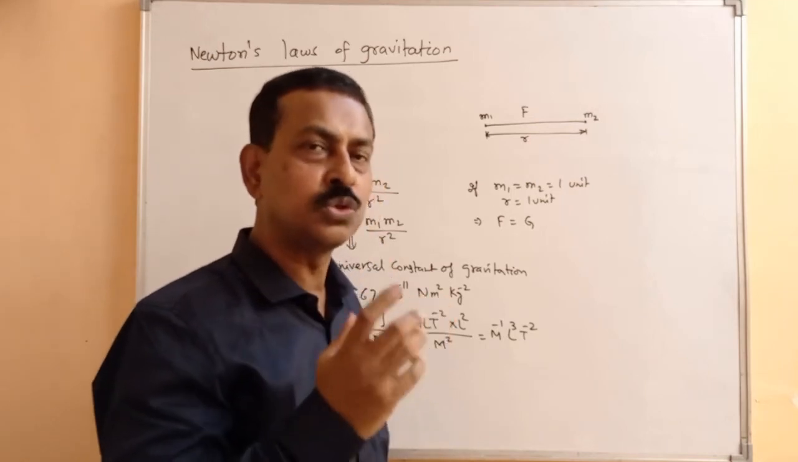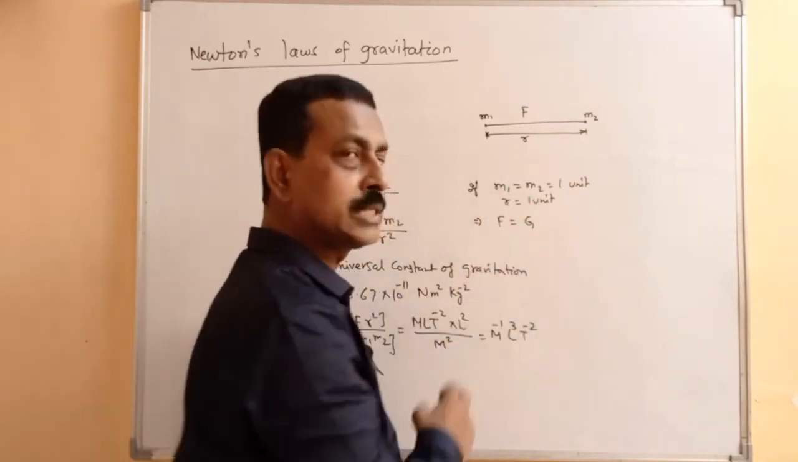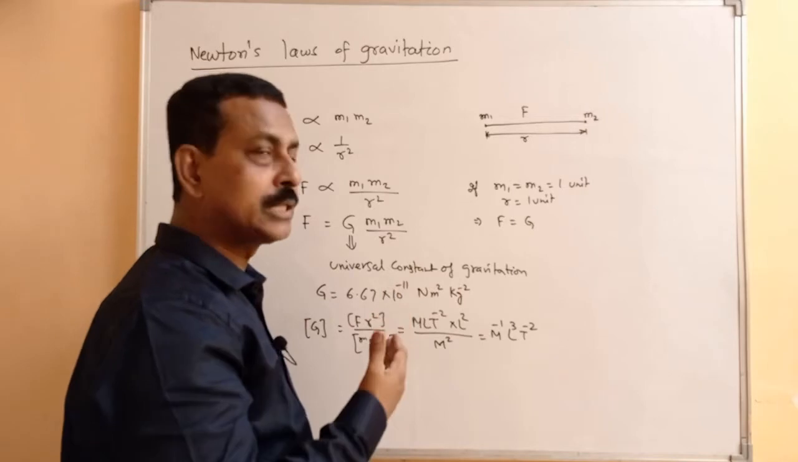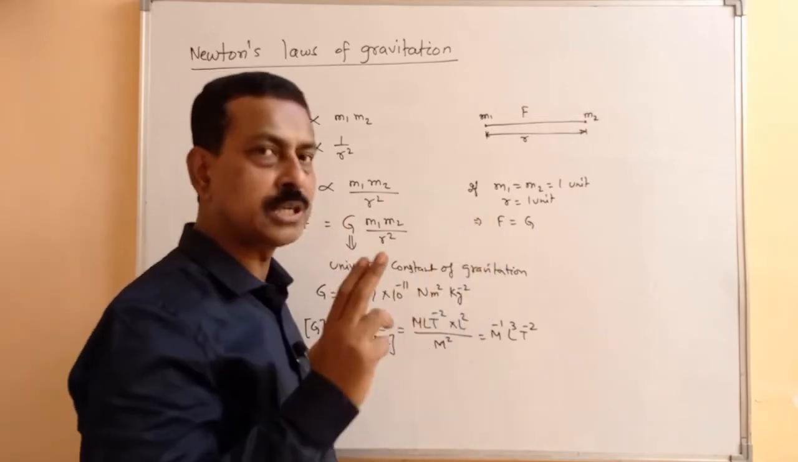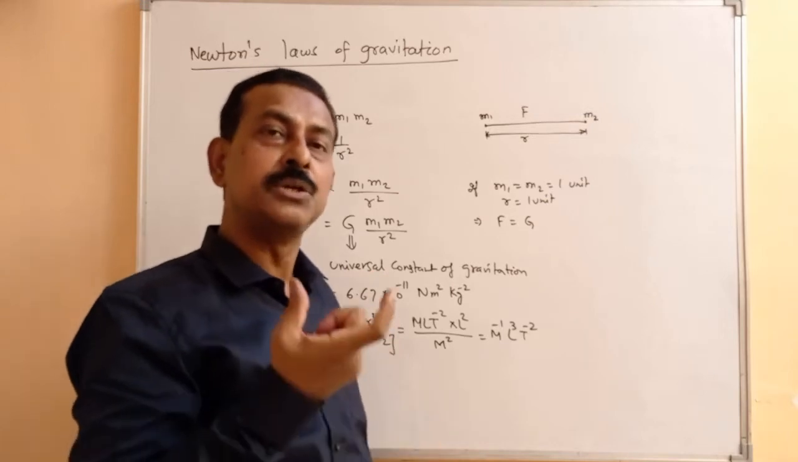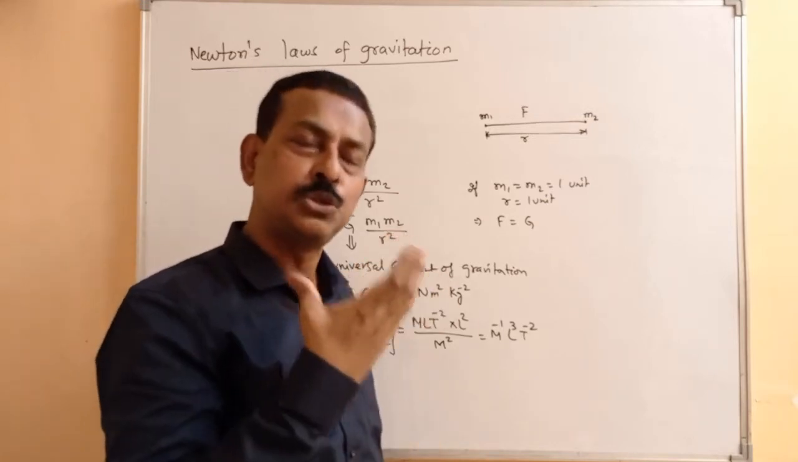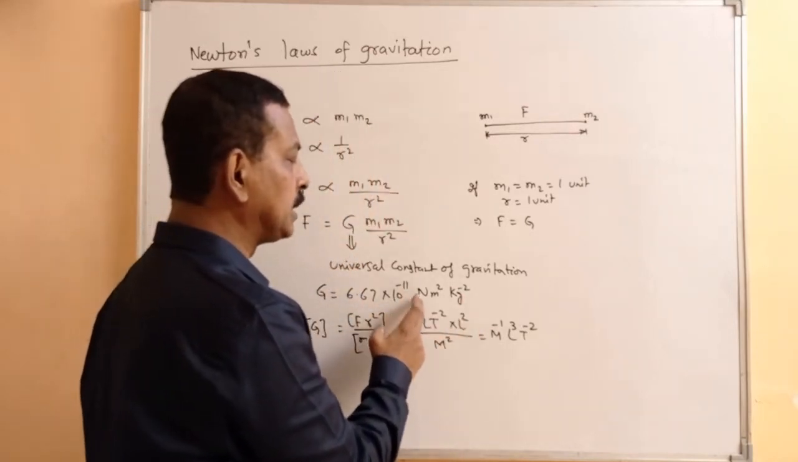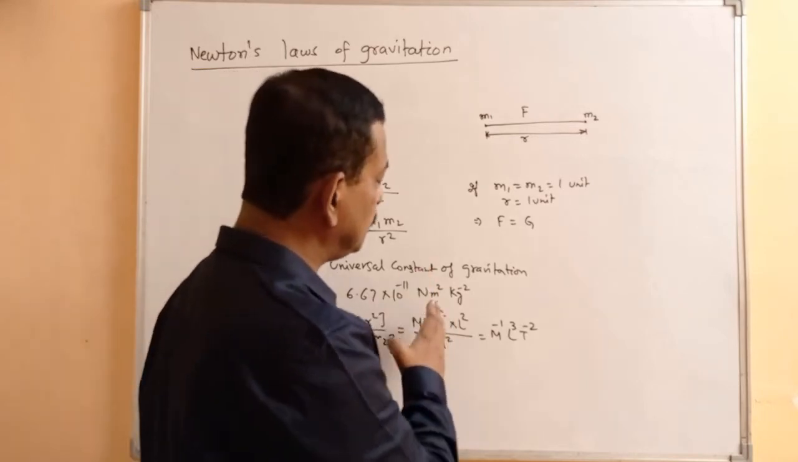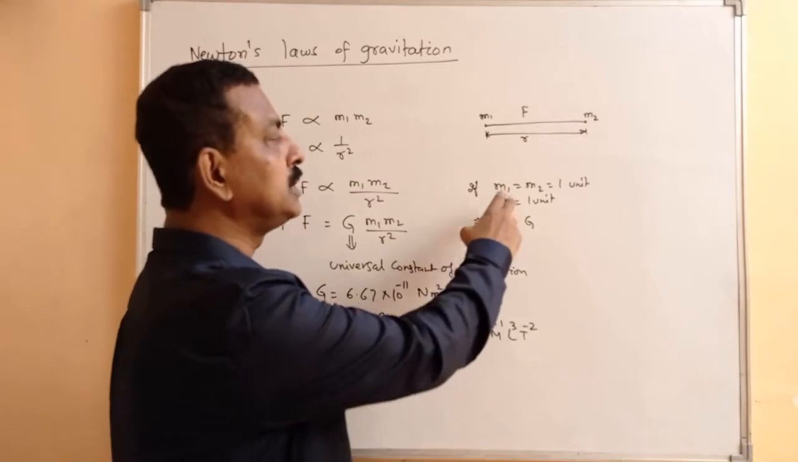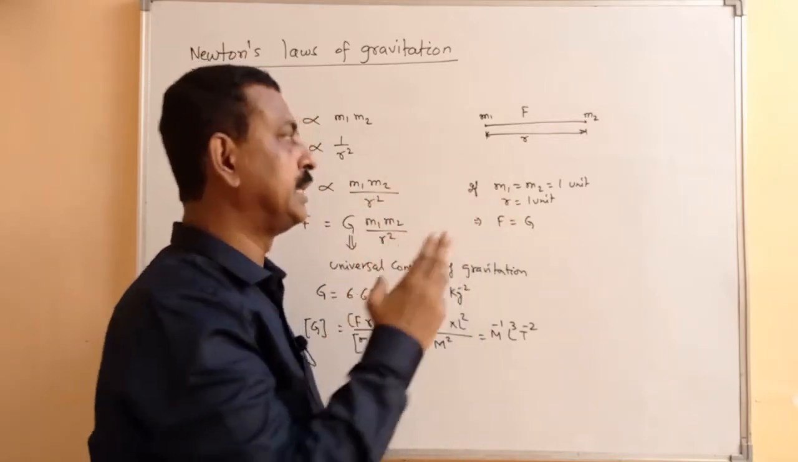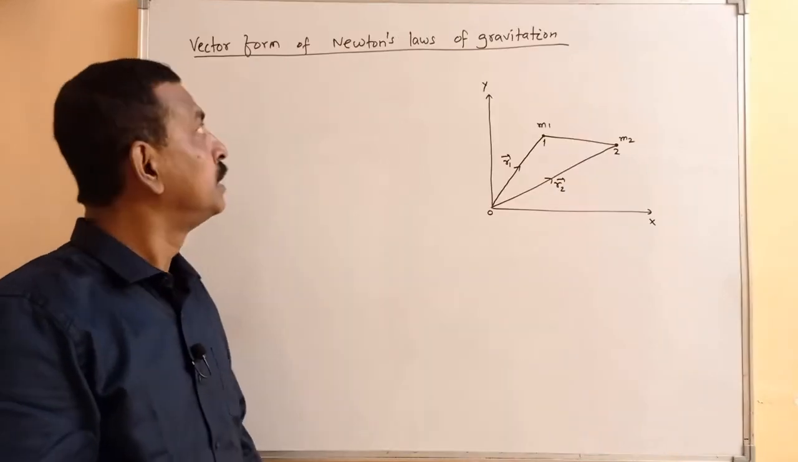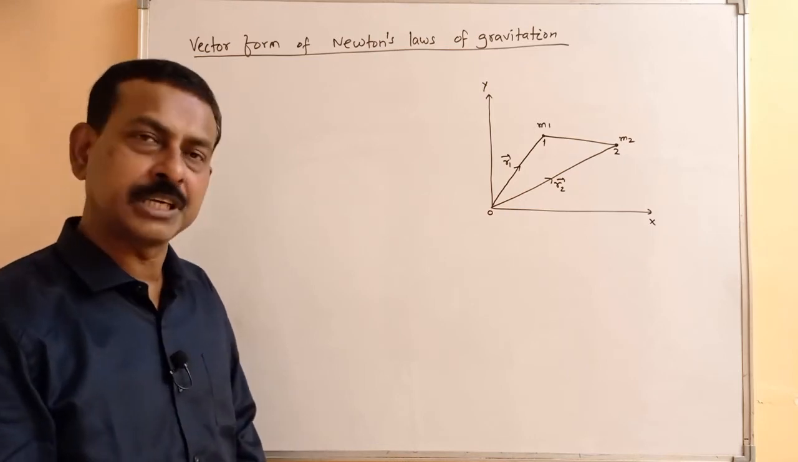So this is numerically equal to the force between two unit masses kept a unit distance apart. If you calculate and measure it, you'll get the universal constant of gravitation, or the force experienced by unit masses placed 1 meter apart, as 6.67 × 10^-11 N m²/kg² in SI units. That means mass is 1 kg and distance is 1 meter, and then you will get that particular value. Let's now take Newton's law of gravitation in vector form.